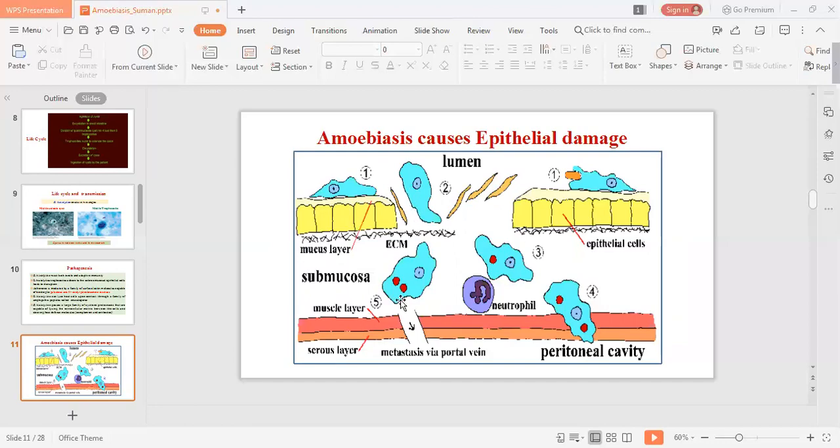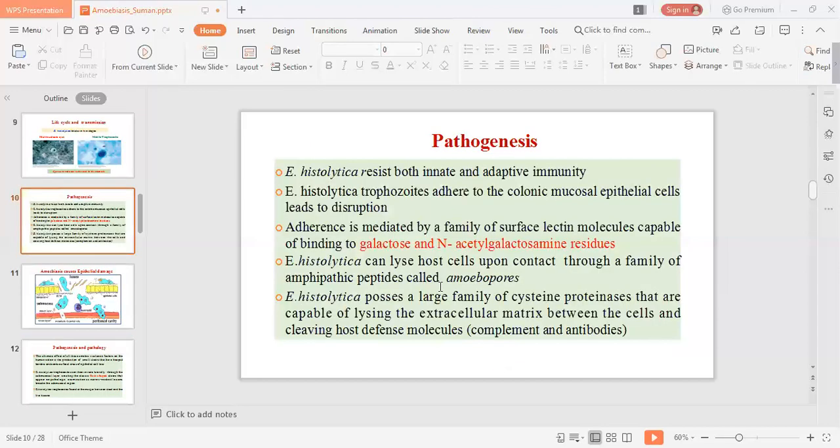Then they are invading the submucosal layer by these pore forming proteins, which is known as amoebopore, and they are passing through these and then entering into the blood vessels, meaning metastasis via the portal vein, and it is happening only because of this amphipathic peptide, which is known as amoebopores.